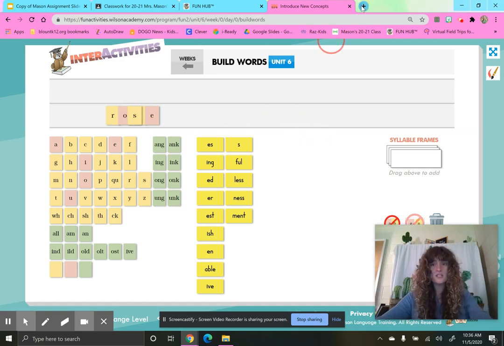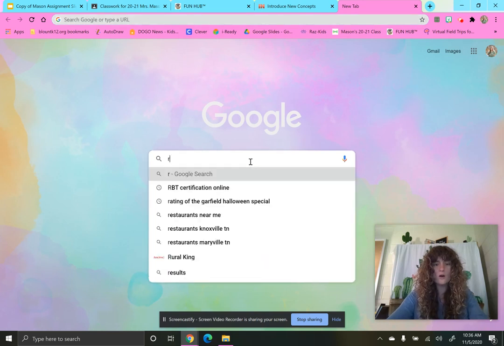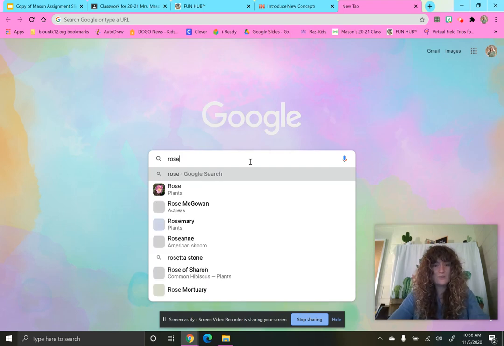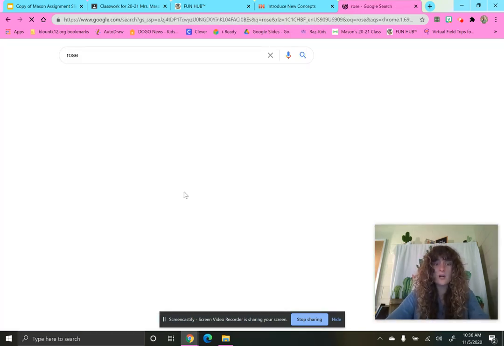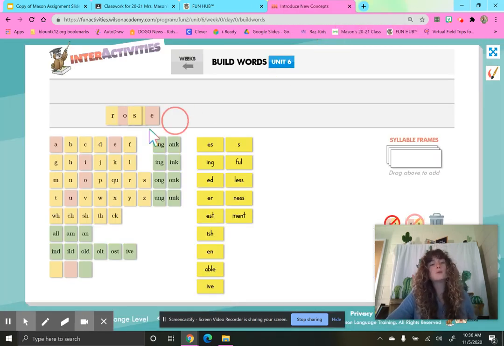I'm going to check to make sure I spelled that correctly. So I'm going to type in the word rose and rose, and look what it brought up. It brought up a picture of a rose. So we would spell rose R-O-S-E, R-O-Z, rose. Let's look at another one. I'm going to sound out the word maze. What's the word? Maze. Elbows up.